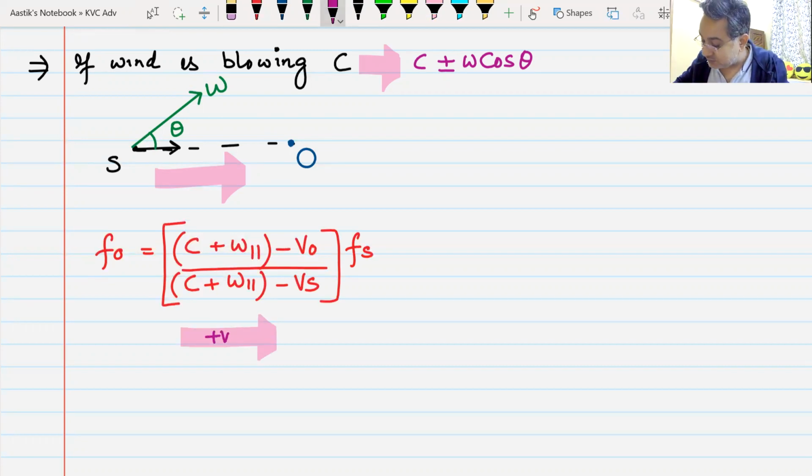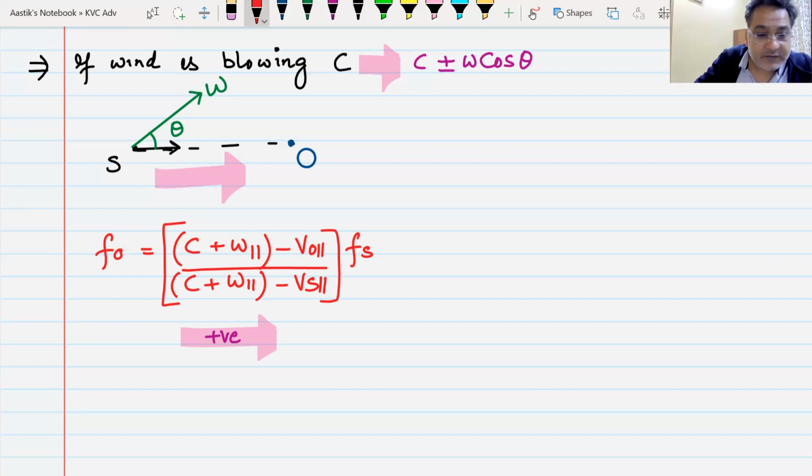Here I must also write V0 parallel and Vs parallel. Parallel means along the direction of the line joining the two bodies. Yes or no? Yes, sir. Everyone has understood this?